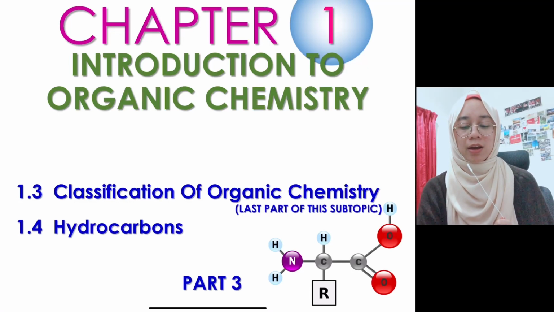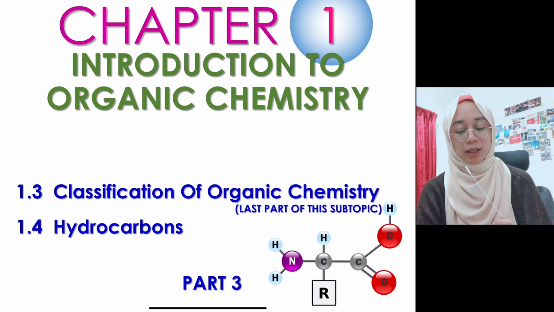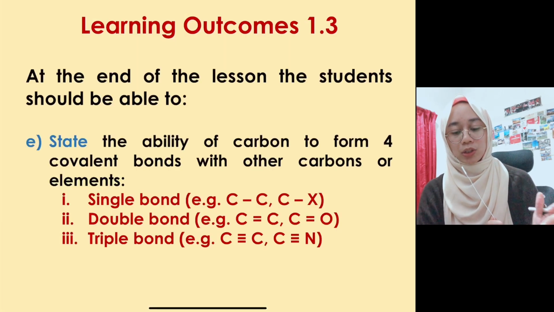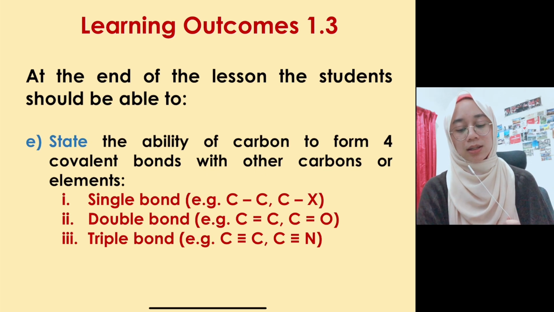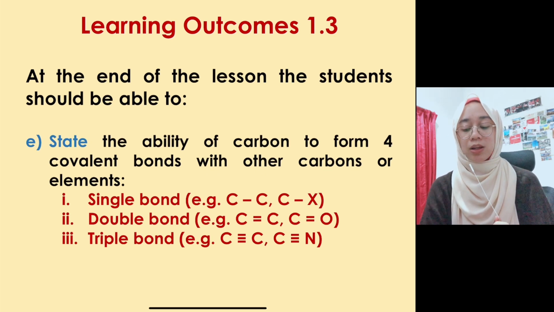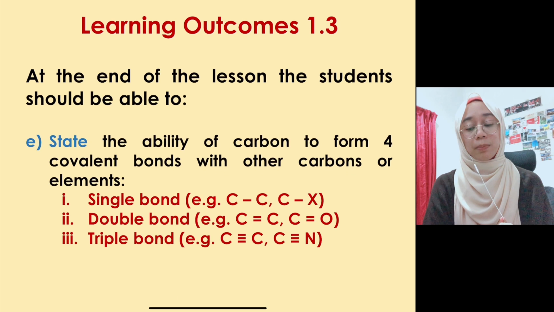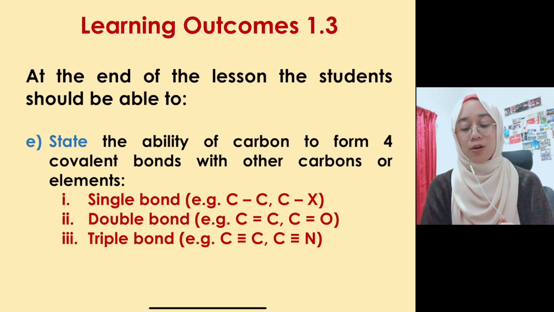So today we are still in chapter 1. We're going to cover the last part of 1.3 and also 1.4. Let's have a look first at 1.3. By the end of this lesson, you should be able to state the ability of carbon to form 4 covalent bonds with other carbons or elements.